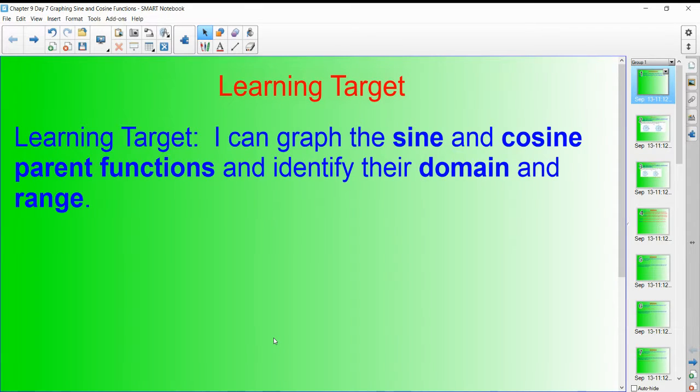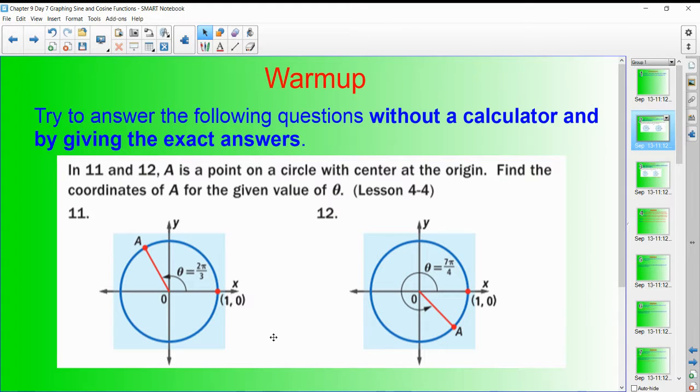Hello everyone, and welcome to the lesson where we learn about the sine and the cosine functions, how to graph them, how to identify their domain and range. These are really important functions when you move into waves and cyclical functions, springs, and harmonic motion. So today we're going to talk about how we graph them, what the important points are. We're going to start with some review of the unit circle.